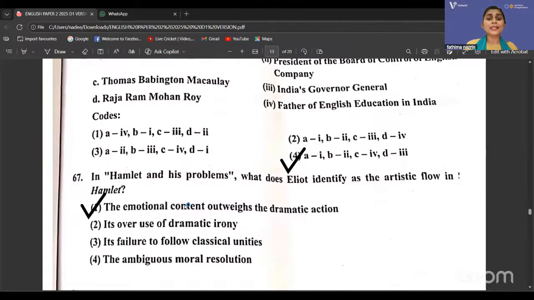Now, in Hamlet and His Problems, what does Eliot identify as the artistic flaw in Hamlet? So the correct answer is the first one. The emotional content outweighs the dramatic action. Okay.